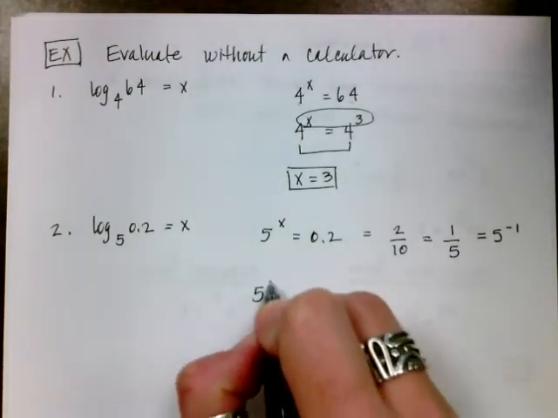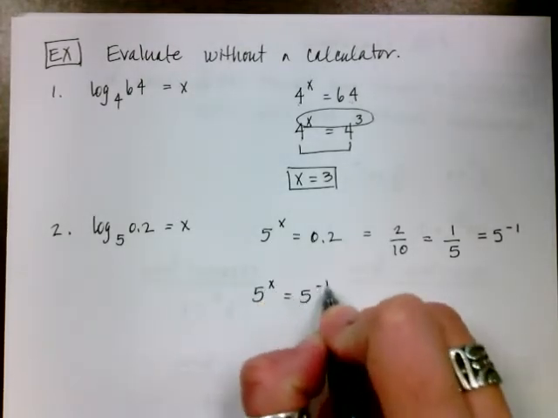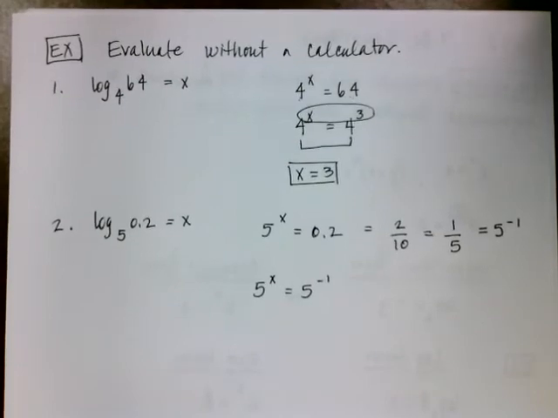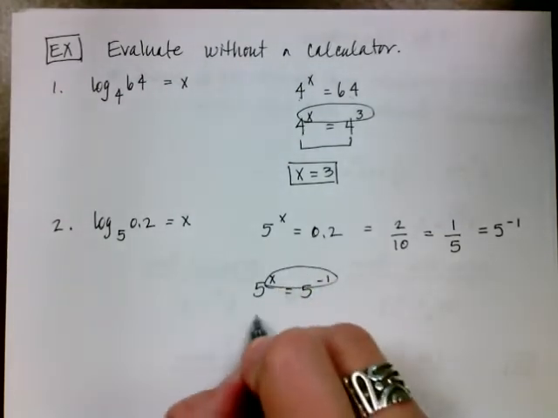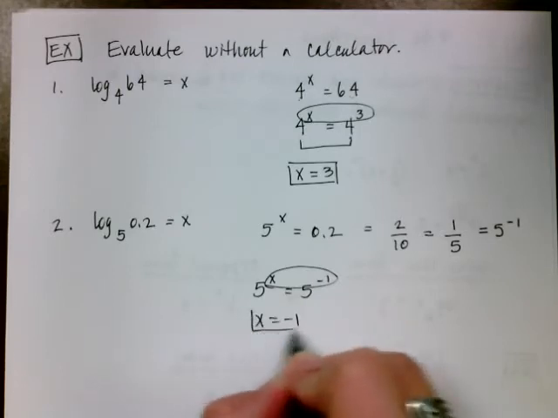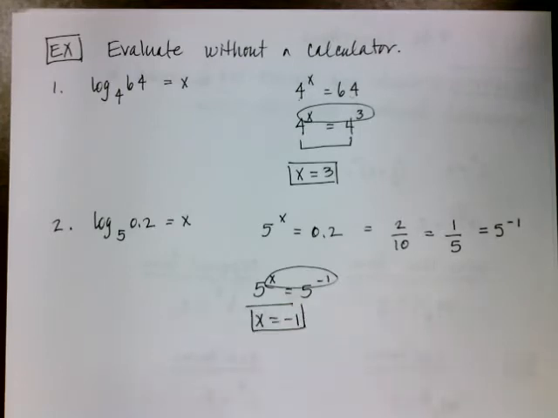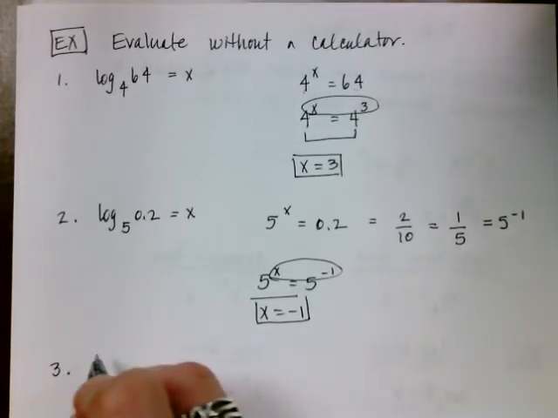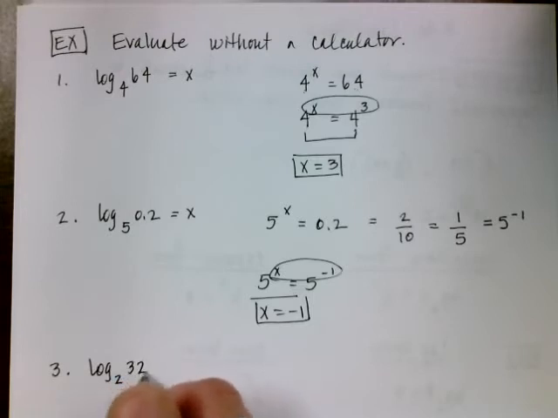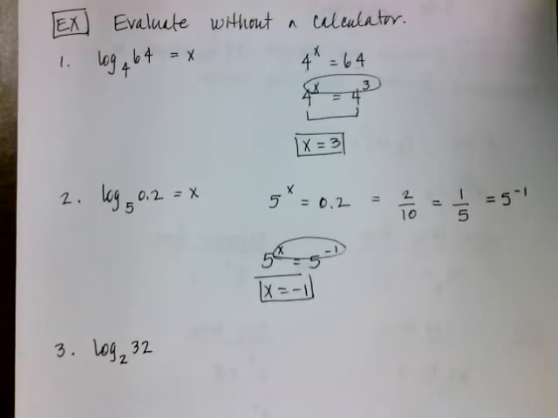So now I have 5 to the x is equal to 5 to the negative 1. That's pretty polite. So now the bases are the same. Solve the baby equation at the top, and I get x is equal to negative 1. So that actually didn't turn out as bad as it looked like. The third one, okay, so I'm going to have the log base 2 of 32, evaluate without a calculator, so I'm going to add my x.